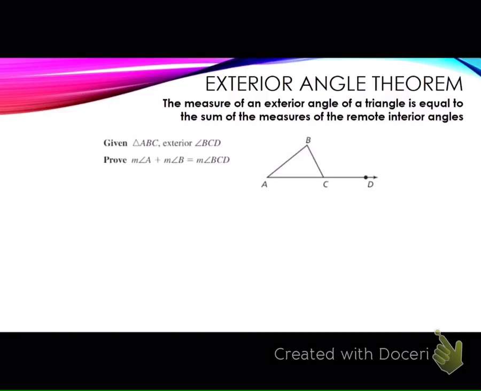Exterior angle theorem. The measure of an exterior angle of a triangle is equal to the sum of the measures of the remote interior angles.